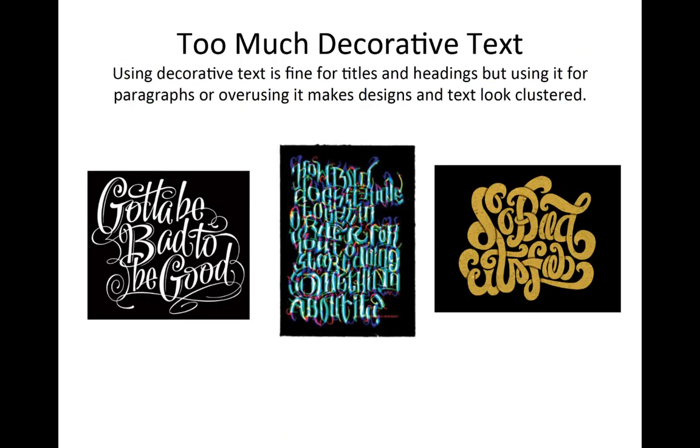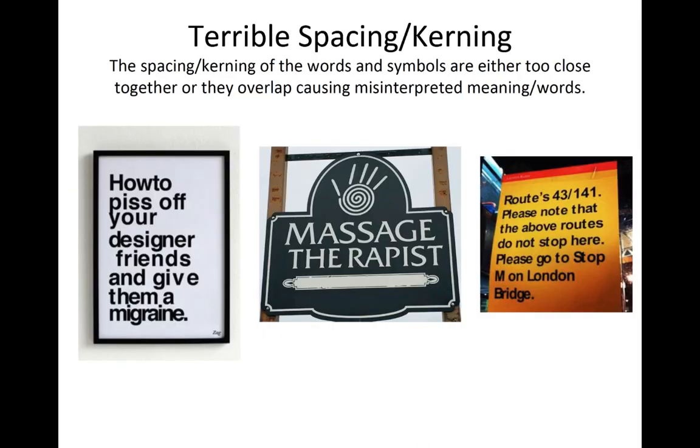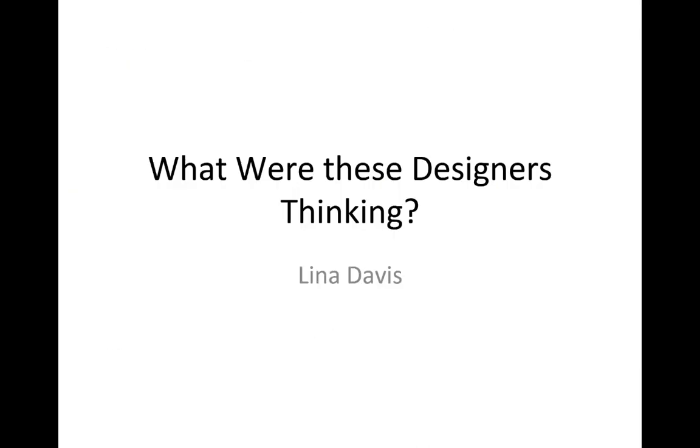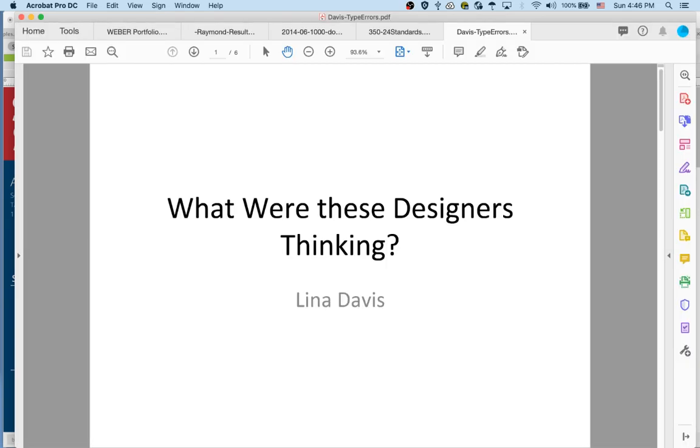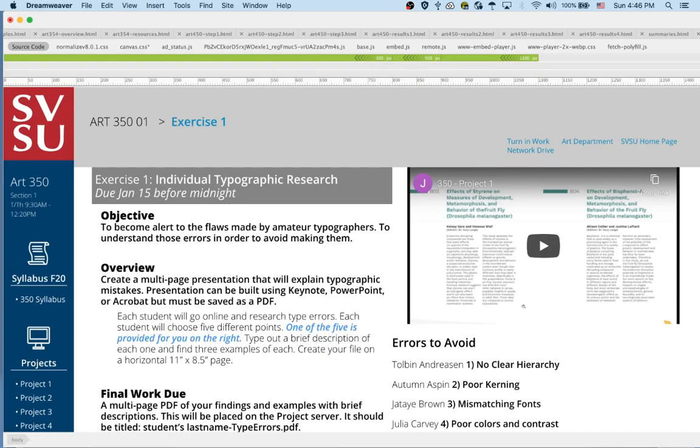Okay, so you give me 5 different ones. You can find mistakes that amateurs make in typography and put those together, explaining what they are and giving me 3 examples for each one. All right, let's go back to the exercise outline that's going to be online.